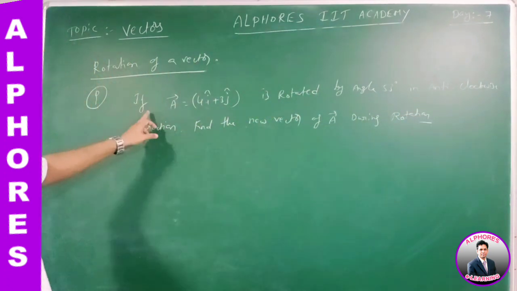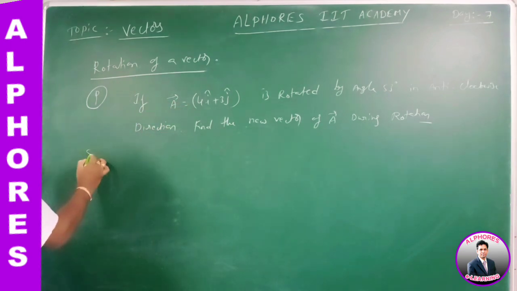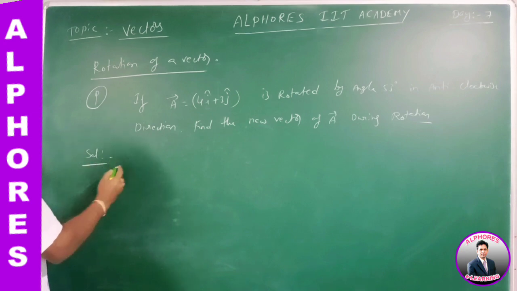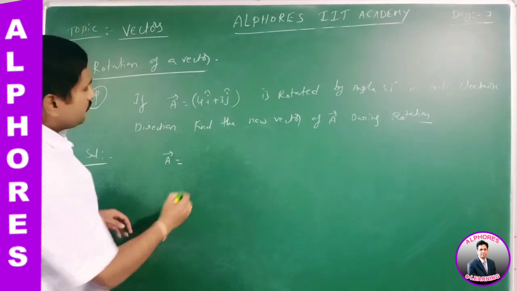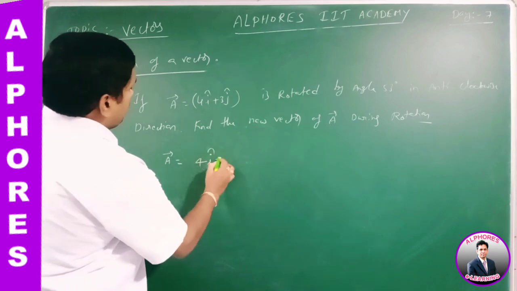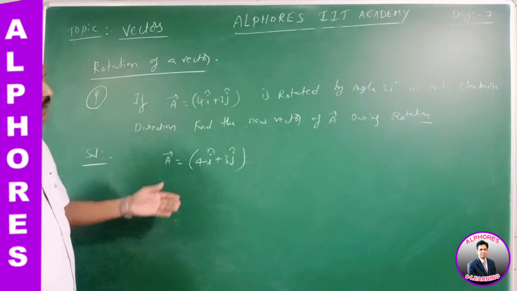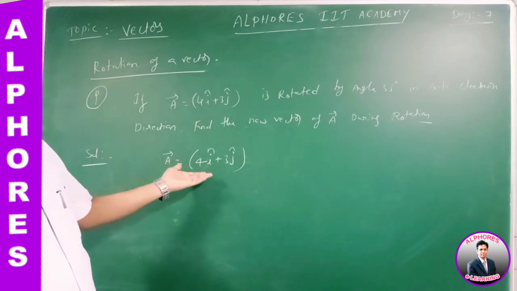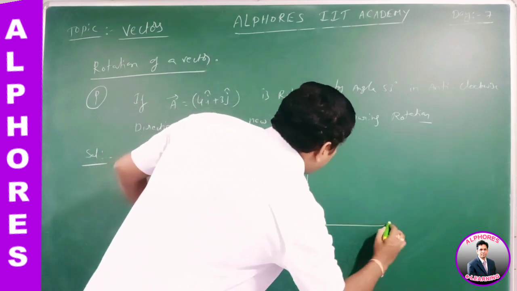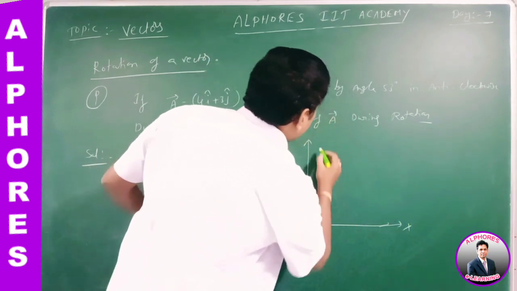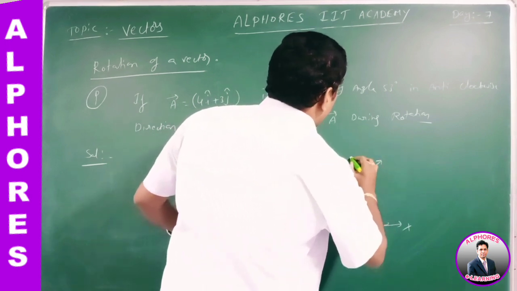Here the initial vector is given: a bar is equal to 4i cap plus 3j cap. So this is the given vector. Initially, what is the angle made by this vector with the x-axis? Let this be the x-axis, this is the y-axis, and this is the vector I am taking, which is a bar.